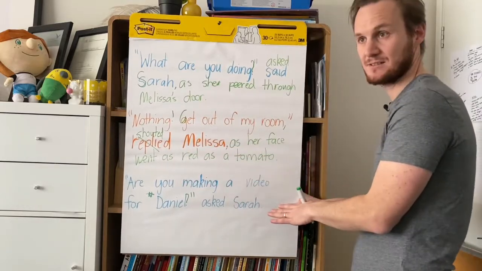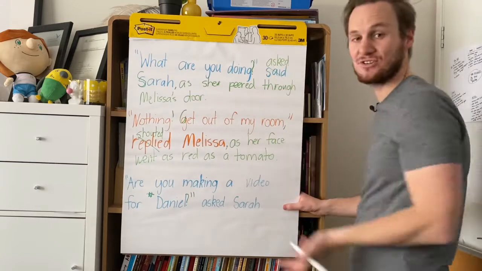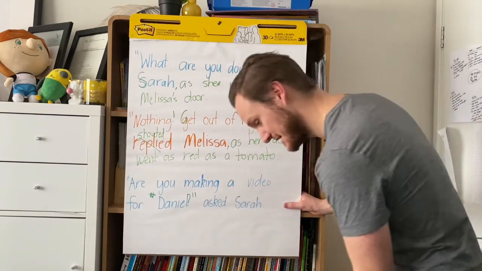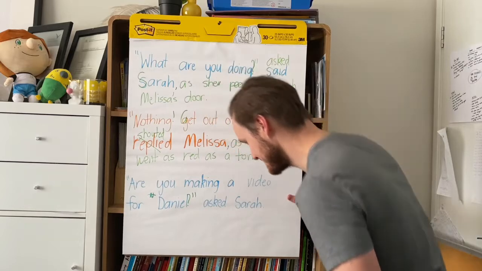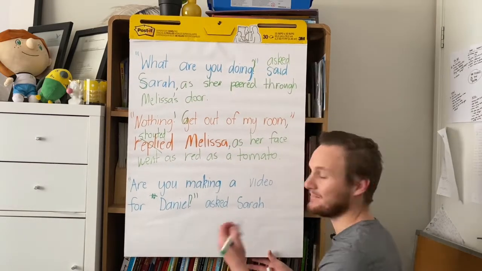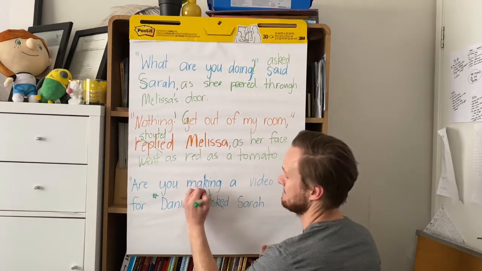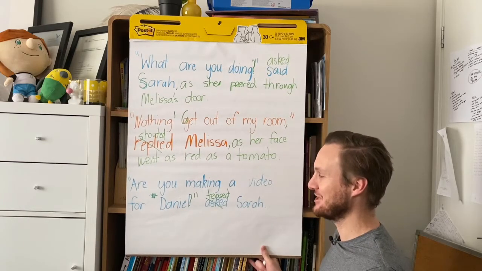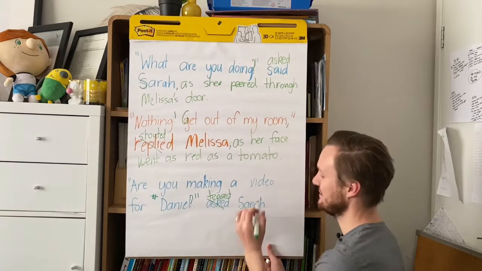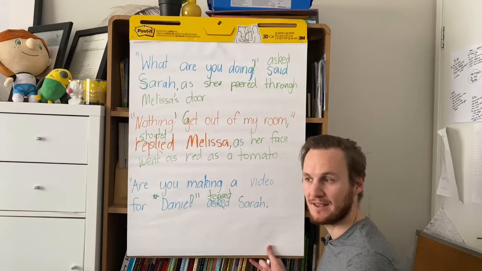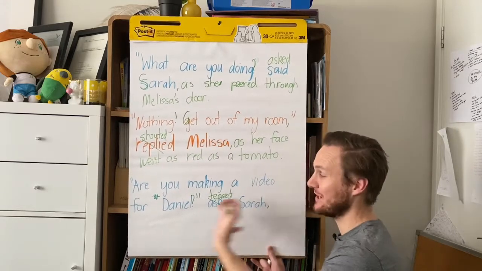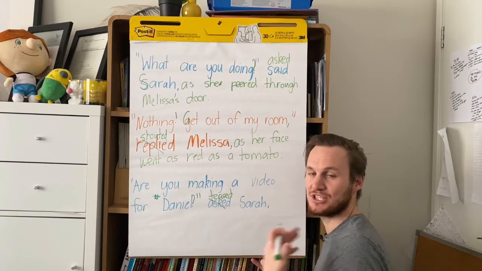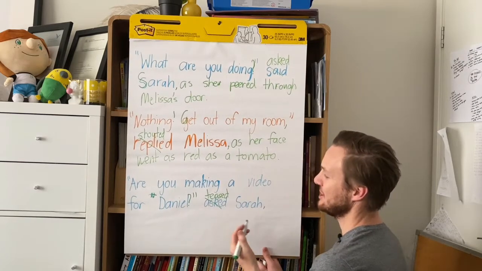Asked Sarah. Okay. She could ask, but I've already used asked. You could do something else. What is she doing now? So we might even use a different word like this. Teased. "Are you making a video for Daniel?" teased Sarah, comma. And she's messing with her sister now. So I want to make sure whatever she's doing now, she shows that she's messing with her. "Are you making a video for Daniel?"